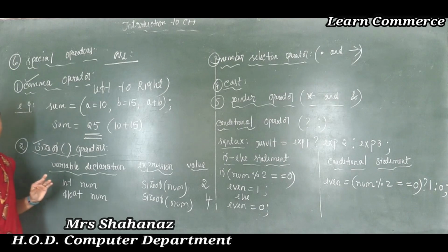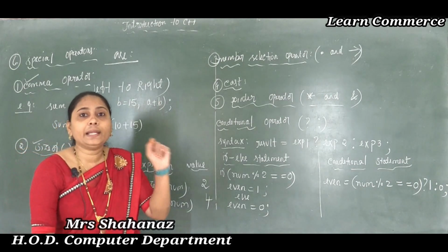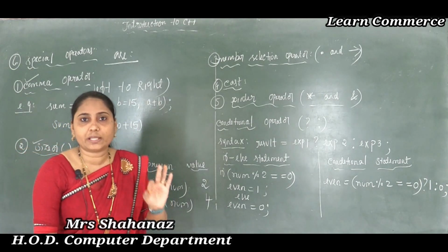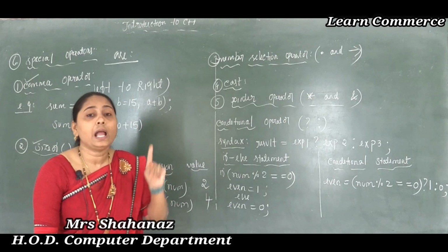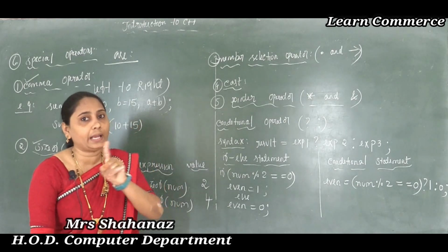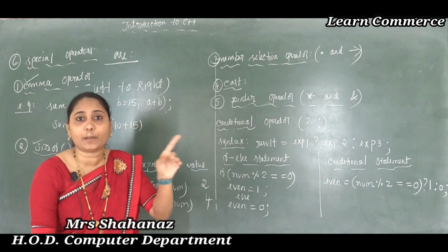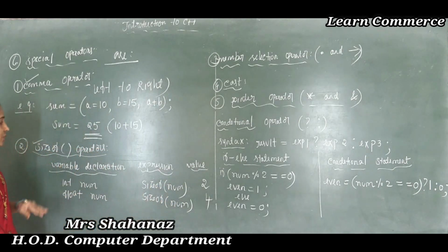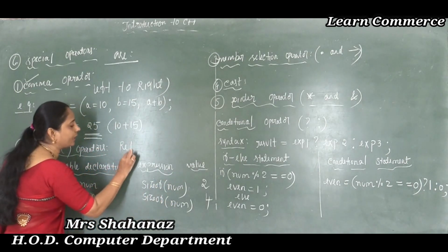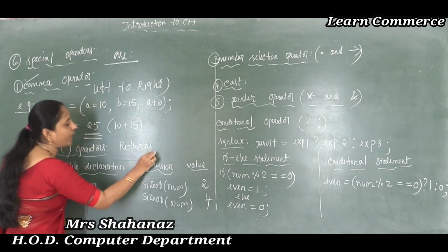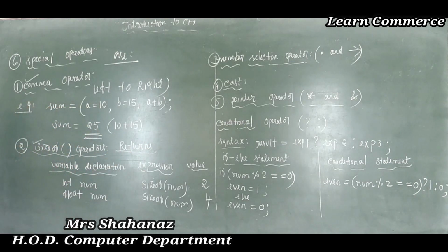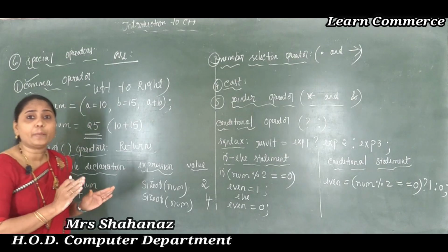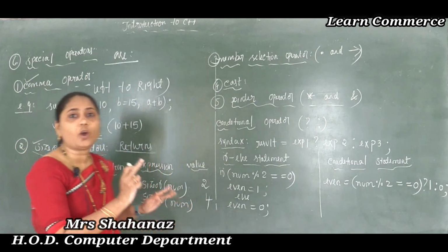Size of operator. So we can say that it returns. Here I am using the spelling of the return as RETURNS, not WRI. So it returns the number of bytes the operand occupies.